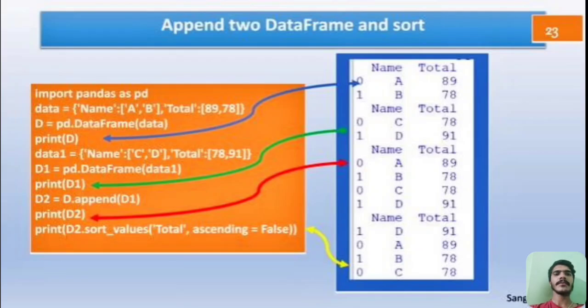Next one, to DataFrame and sort. In this DataFrame, data of curly bracket name a, b, total number of marks, you have to add it, and d equal to pd.DataFrame. Next, again print d. Next, separate data 1 with name c, d, total number of marks, d1 is pd.DataFrame, print d1. Next, d2 is d.append of d1, print d2, print d2.sort_values total and ascending equal to false.